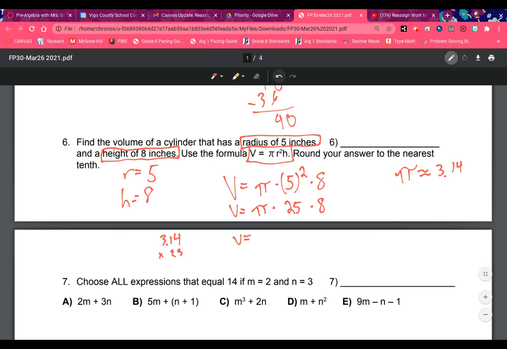3.14 times 25, that's going to give me 7, 8, 5. So that's what I got for my answer, but remember I have 2 decimal points, so it's going to be 78.5. 78.5 times 8. And if I do that, that'll end up giving me 628. Yeah, 628.